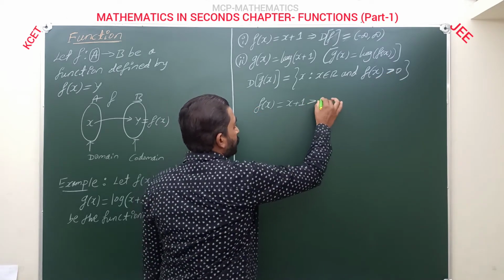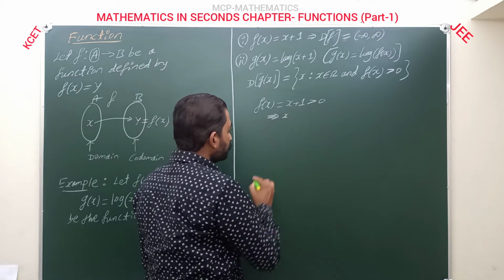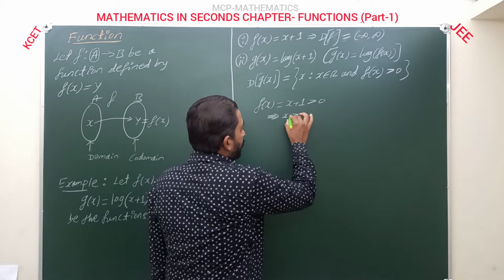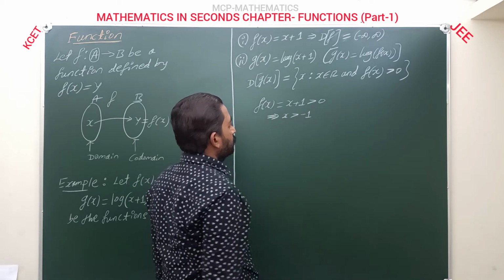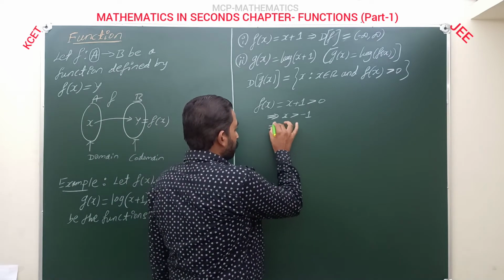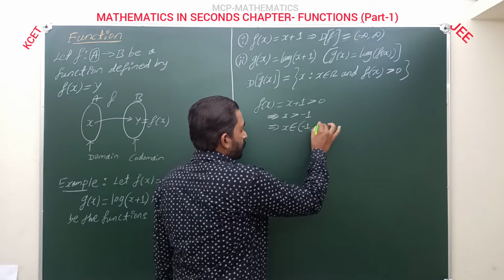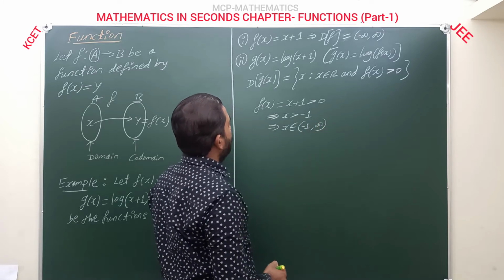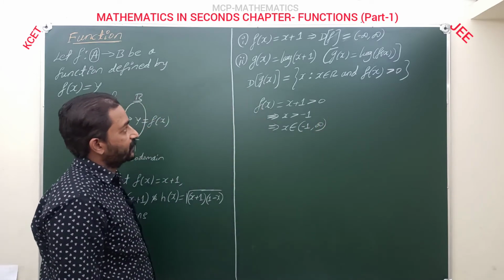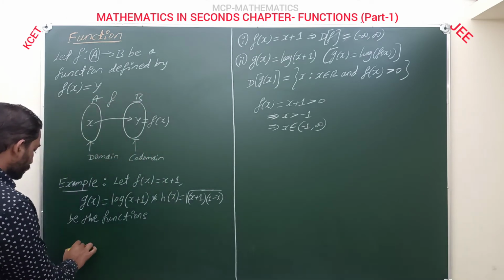So greater than 0. Greater than 0, nothing but what in this case? x greater than minus 1. So x is strictly greater than minus 1. Nothing but what? x belongs to the open interval minus 1 to plus infinity, which is the domain of the g of x function in this case.